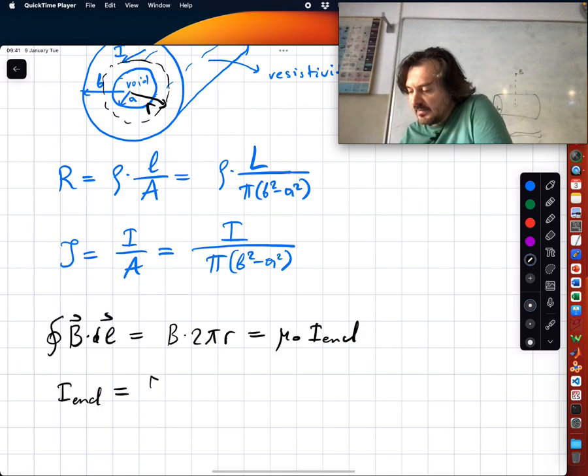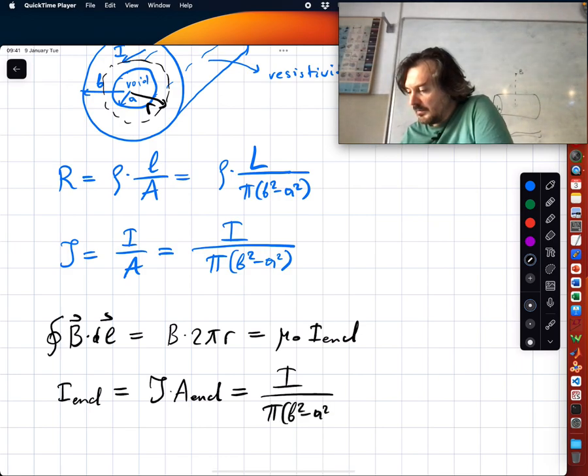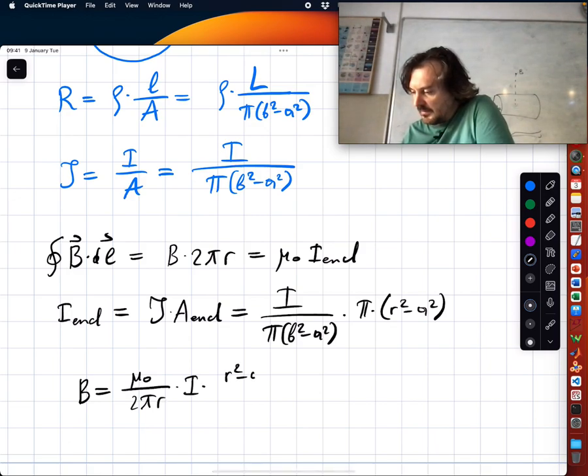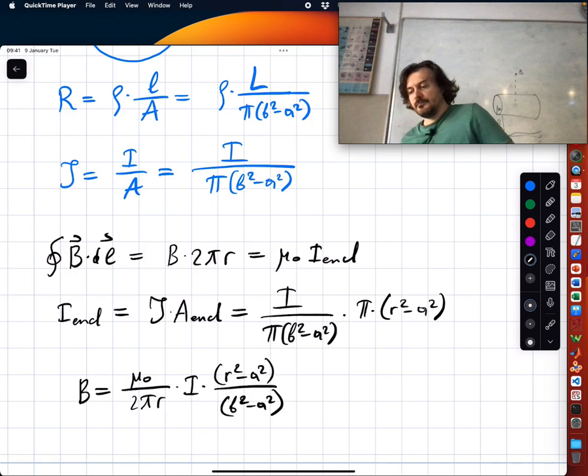And that's basically J times area enclosed. Right? J is I over pi times b squared minus a squared, and enclosed area is pi times r squared minus a squared. So B is mu 0 over 2 pi r times I times r squared minus a squared over b squared minus a squared. Very nice question, covering several chapters.